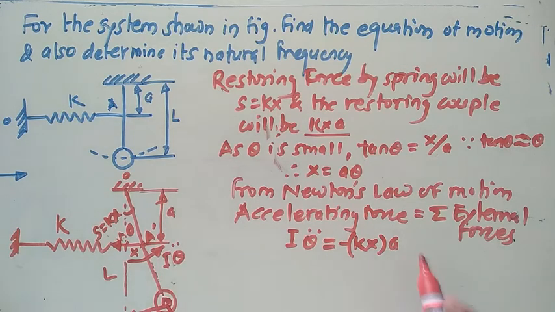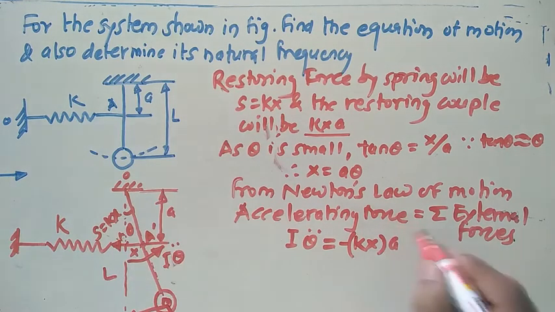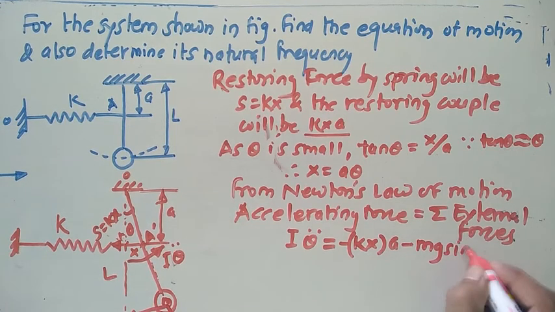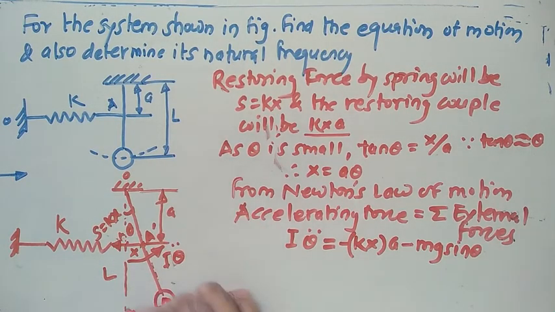So what's about the next one? Mg sine of theta. You have to take the moment of this mg sine theta about this point. The tendency of this force also is to turn about this point in clockwise direction, so give the minus sign for this one. Mg sine of theta is the force, and the distance for this one is L.